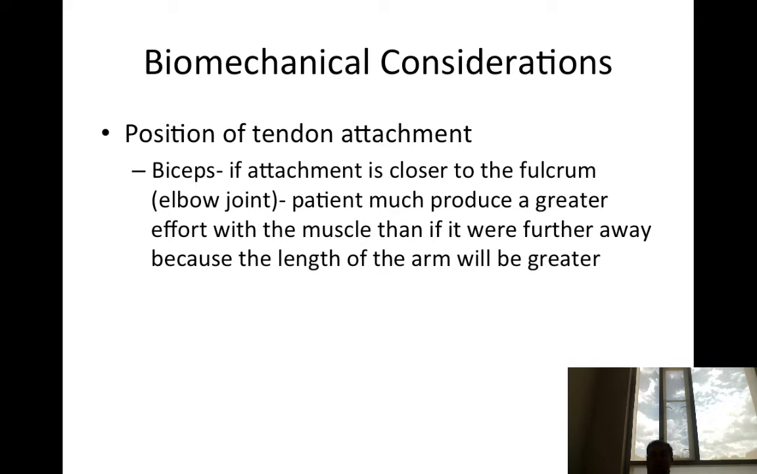Supination, right? So if the attachment is closer to the fulcrum, which would be my elbow joint, the patient produces a greater effort with the muscle than if it was further away, because the arm length will be a greater length, right? So if now my biceps was halfway down my forearm, instead of proximal here, at the radial tuberosity, now it feels more distal, that's what I wanted to say. It feels about halfway down the forearm here. That's going to be a little bit different of an angle, right? Further away, produce greater effort.